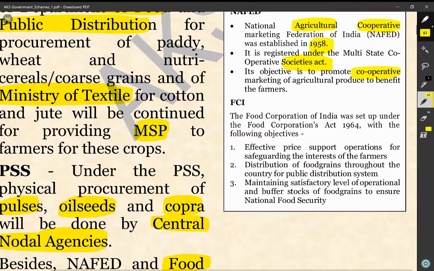Next, let us understand about FCI. Food Corporation of India is set up under the Food Corporation Act of 1964. So please note that it is a statutory body. What are the objectives of the Food Corporation of India? Number 1, effective price support operations for safeguarding the interests of the farmers. Number 2, distribution of food grains throughout the country for the public distribution system. Number 3, maintaining satisfactory operational and buffer stocks of food grains so as to ensure national food security. So these are some of the broad objectives of the Food Corporation of India.